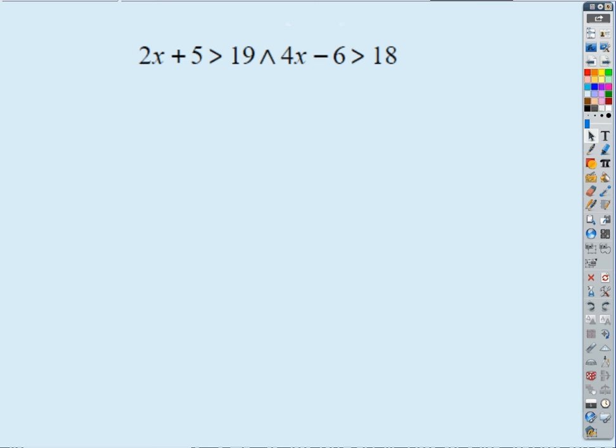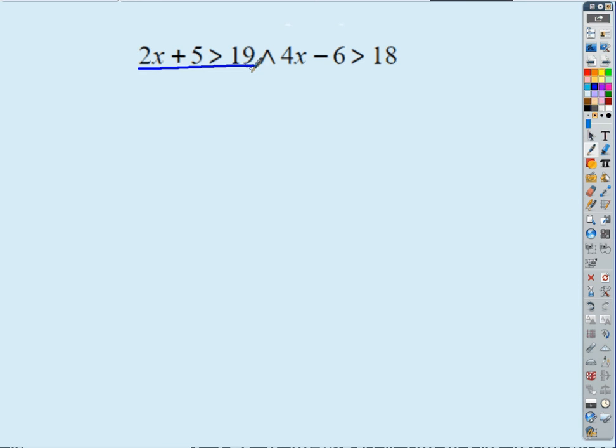So this is an AND statement, right? Everybody sees that the OR is the V. If you flip an OR statement, it becomes an AND statement, right? So you flip the symbol, it turns into an AND, because AND and OR go together, right? So we've got this AND statement here, this compound inequality, easy to solve. Let's take this one first.